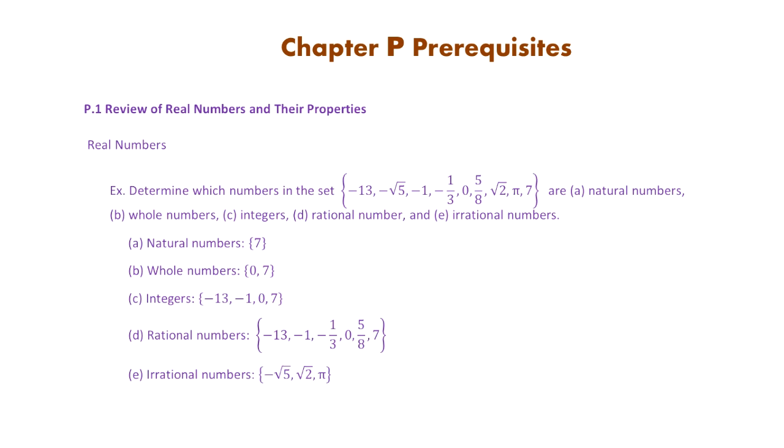Okay, so the last thing is called irrational numbers. Those are radicals and pi. So we have three irrational numbers: negative square root of 5, square root of 2, and pi. These are numbers that you cannot write as fractions. So this is how we categorize sets in real numbers.